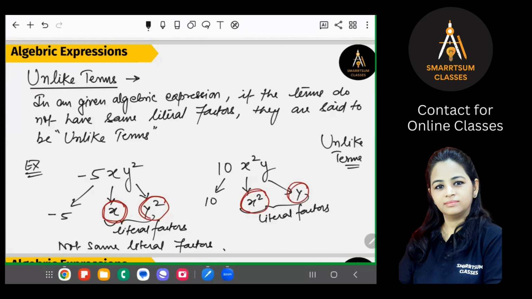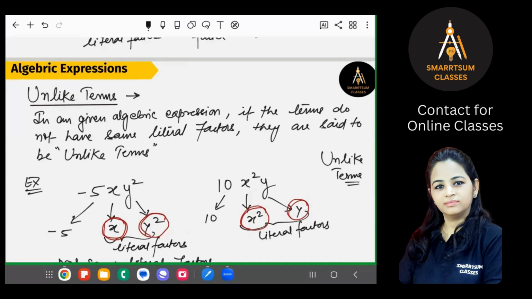However, they look like they are similar, xy, but the powers of the variables are different, right? So they should have same power for the literal factors. Is that clear? So we will check the powers also. However, there is no relation with the constant factor. We do not check the constant factors, we only check the literal factors. If the literal factors are same, the algebraic terms are said to be like terms. If the literal factors are not same, then the algebraic terms are called unlike terms.